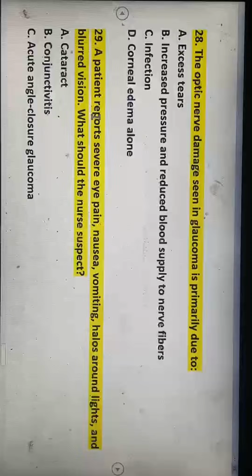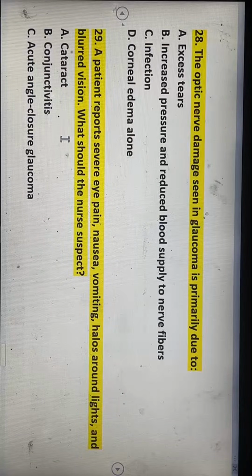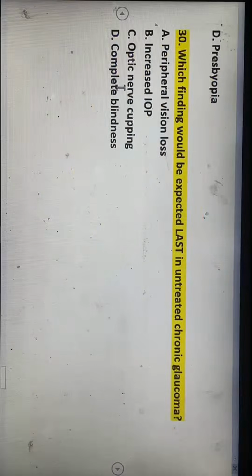Number 29. A patient reports severe eye pain, nausea, vomiting, halos around lights, and blurred vision. What should the nurse suspect? A. Cataract. B. Conjunctivitis. C. Acute angle closure glaucoma. And D. Presbyopia.